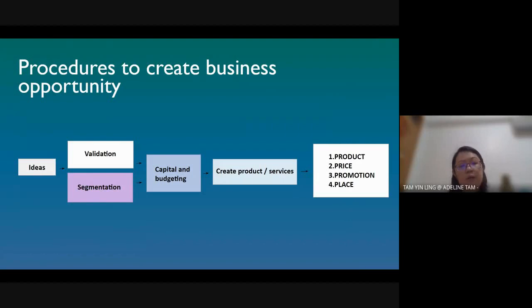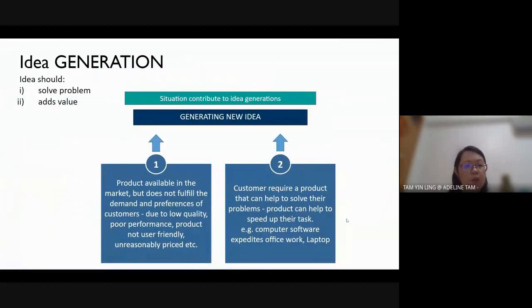So let's look at the first one. For the ideas, we can come up with ideas either to solve problems or to add value. There are many ways to generate ideas, but like what we can see here just now, when there is a problem in the environment, how can we solve it? Okay, when there is a gap in the market, how can we add value to our product to sell to this small group of customers? So we have to create ideas from the environment issue, the opportunity that we see.